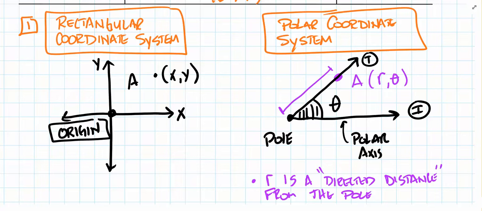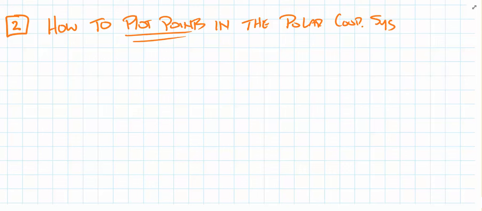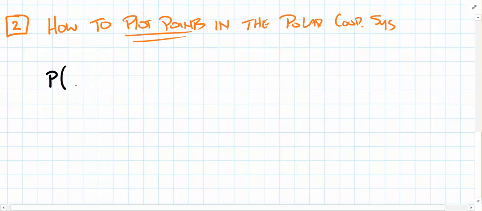So the first thing that we learn how to do is plot points in the polar coordinate system. As an example, I'll walk you through this one. Let's say I have the point P, and the point P is located at the spot 3, pi over 4. Well, the 3 represents what in this case? The r, and the pi over 4 represents the what? The theta. Very good. So we have an r and we have a theta. You always start with the theta. Always start with the theta.